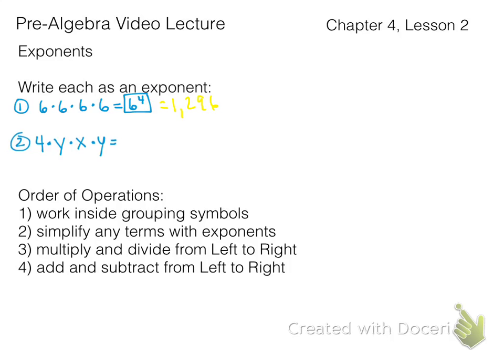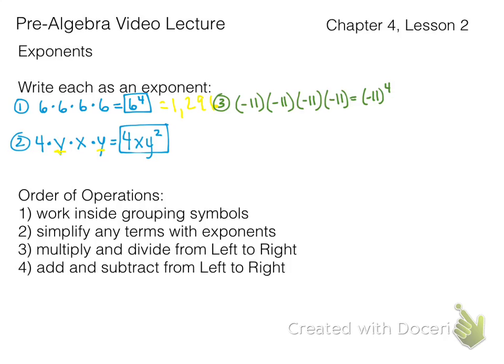So 4 times y times x times y. Well, let's put the y's together because they have the same variable. So it's going to be 4 times x times y to the second. And it's y to the second because I have 2 y's. All right, next I have negative 11 times negative 11 times negative 11 times negative 11, which would then be negative 11 to the 4th power.